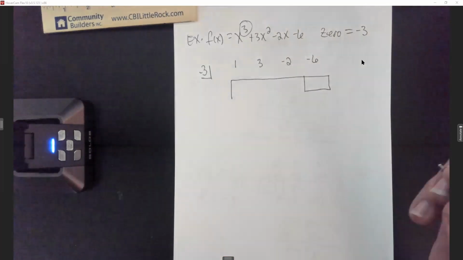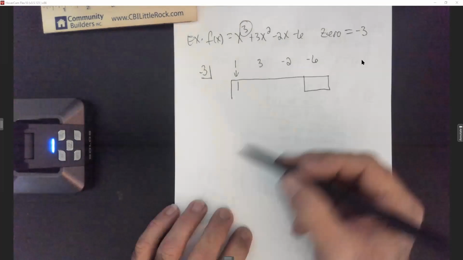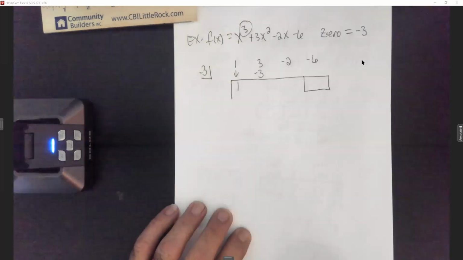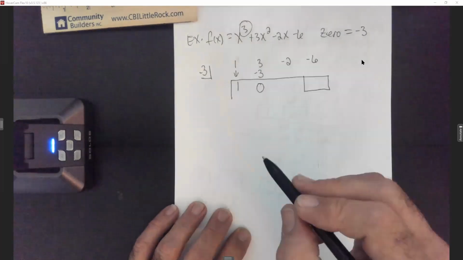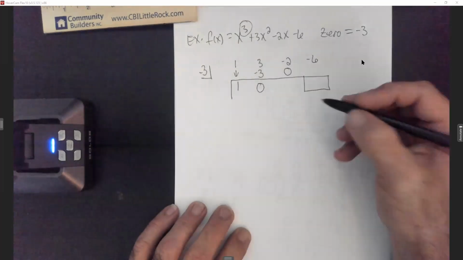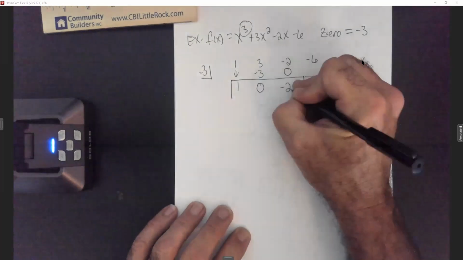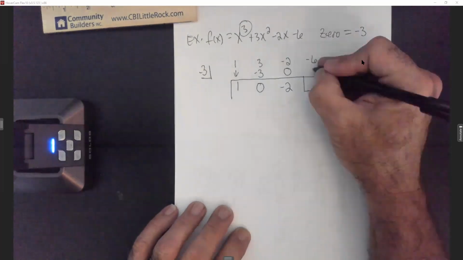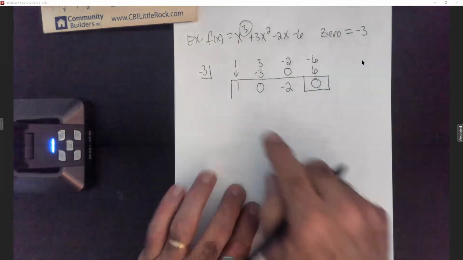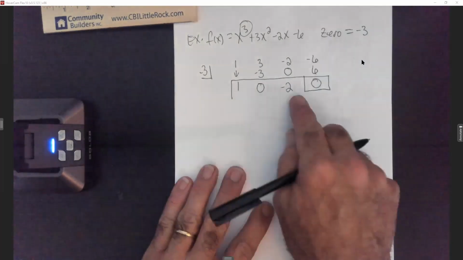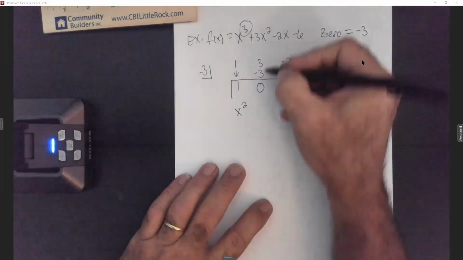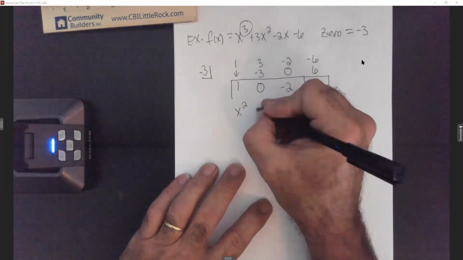All right, so let's see. I'm going to bring that down. 1 times -3 is -3. Plus 3 is 0. 0 times -3 is 0. -2 plus 0 is -2. And here we go. Negative times negative is going to make that a +6, which gives me my 0 remainder. So since you got 3 numbers under here, this is the x squared column. So it's like 1x squared plus 0 x's minus 2.